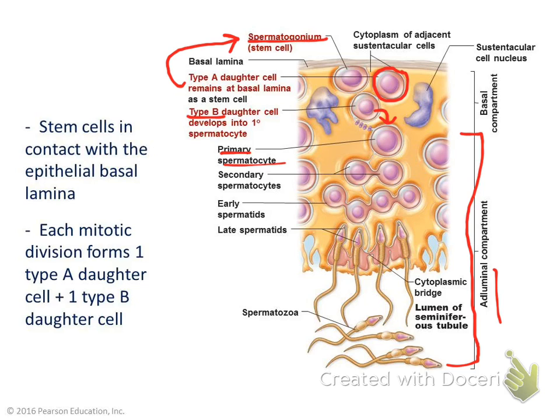So about that type A and type B cell, would they be 2N or 1N? 2N. They both are 2N. That's exactly right. Also, we said that they're clones, right? They're not unique. They are the same as each other, and they're the same as the stem cell that we started out with.